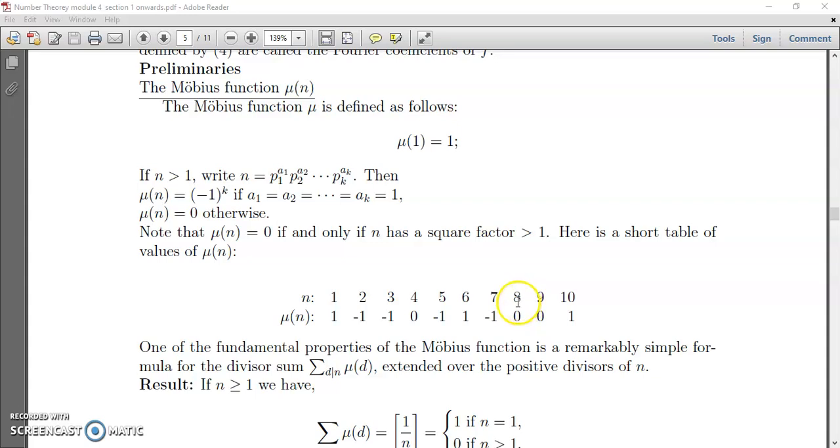8 is 2 cubed, so the power is more than 1, so this becomes 0. 9 is also 3 squared, so this is 0. And 10 is 5 times 2, so it is minus 1 times minus 1, that is why it is 1.